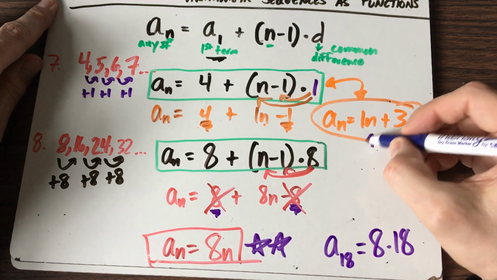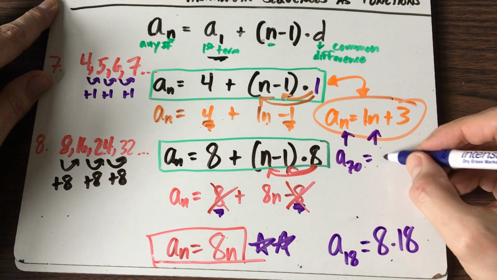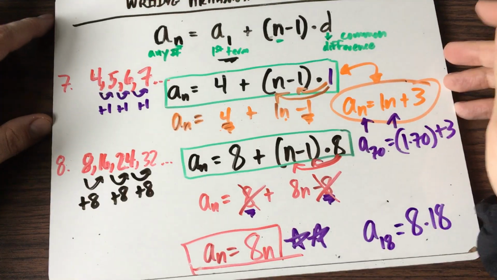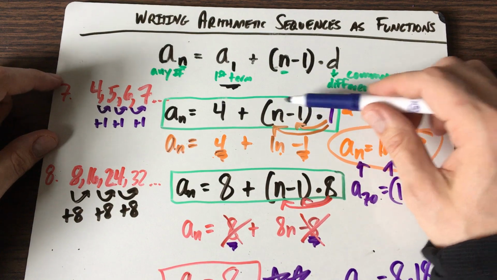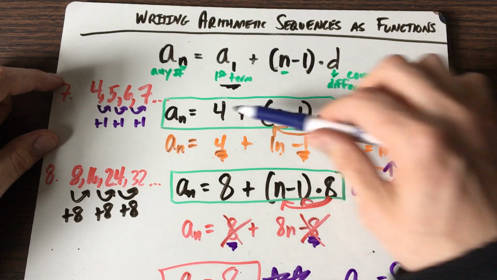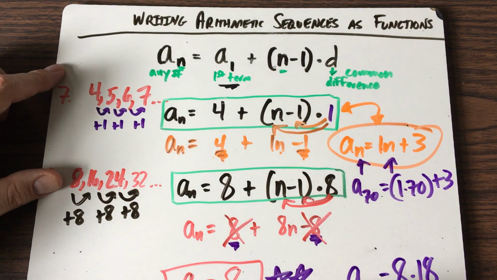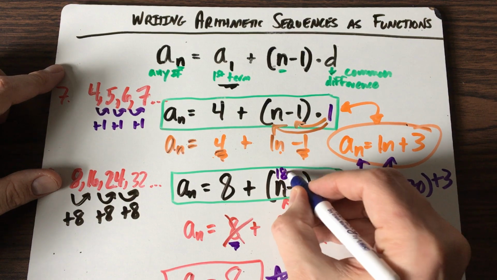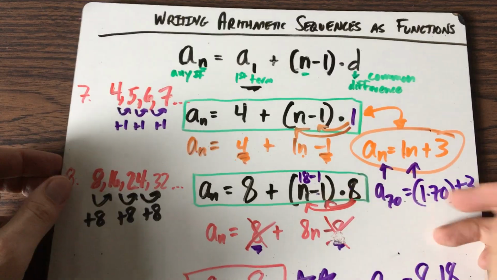On this one up here, if I wanted the 70th number, I could say, okay, what's the 70th number? I could do 1 times 70 plus 3. Or to be honest, you could have put 70 in this place. You could have done 70 minus 1, that's 69. 69 times 1 plus 4, right? That's the same thing. Or if I wanted the 18th number, I could have put 18 right here and done 18 minus 1, which is 17. 17 times 8, and then add 8 to that, and you would have had it as well.